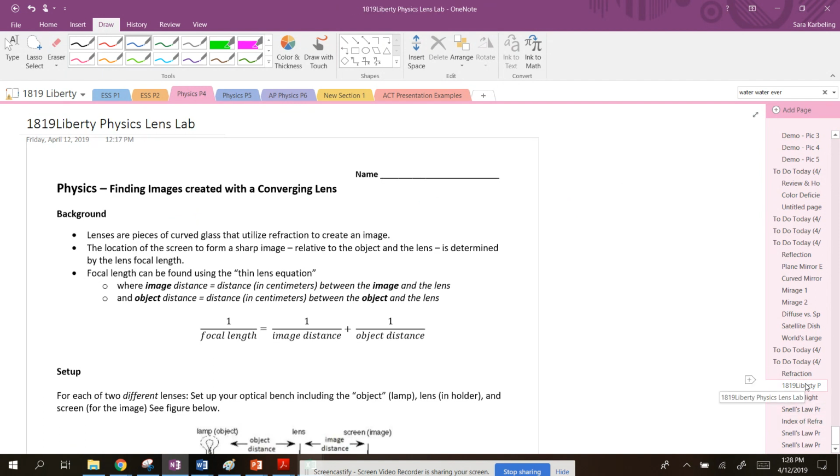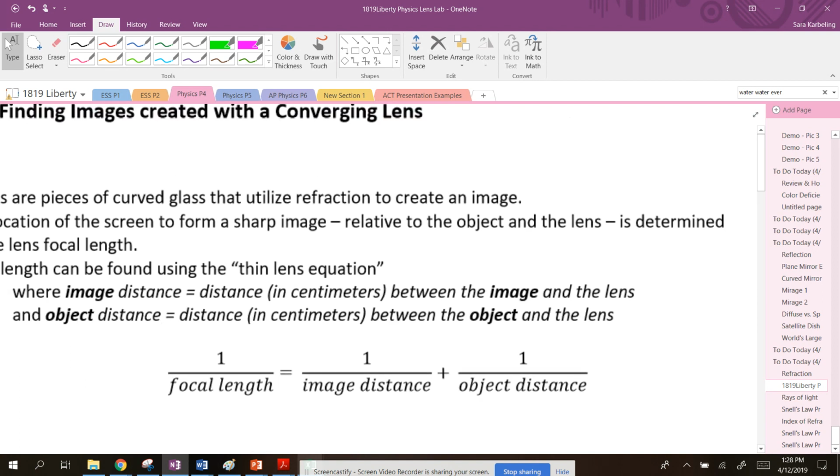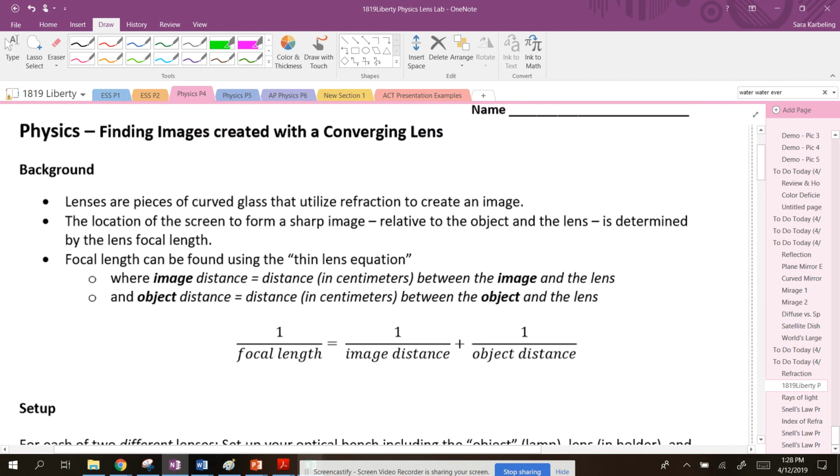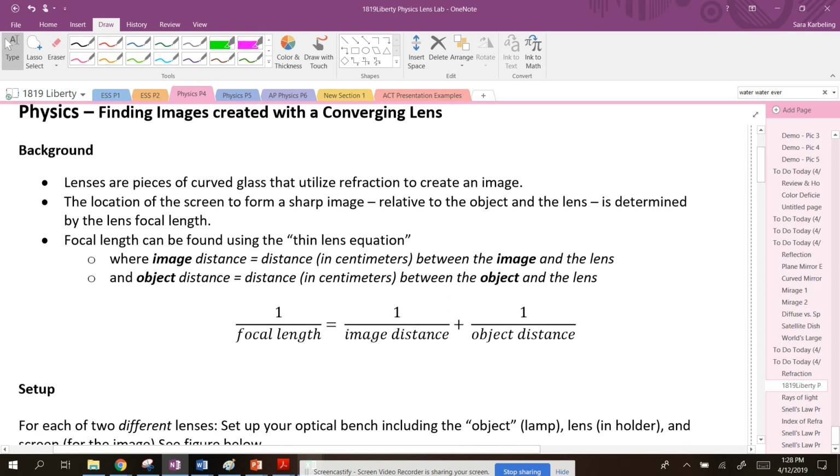There it is. So we're going to take a look at a couple of things on here first. And then I'm going to throw you in and have you get some data. So here we go.